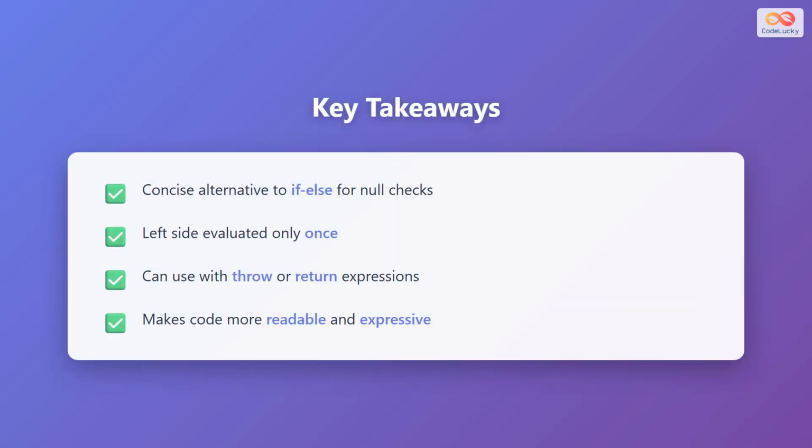Let's recap the key points. The Elvis operator is a concise alternative to verbose if-else statements for null checks. The left side expression is evaluated only once, making it efficient. You can use it with throw or return expressions for advanced control flow. Most importantly, it makes your code more readable and expressive by clearly showing your intent to provide default values. The Elvis operator is an essential tool in Kotlin's null safety arsenal, and mastering it will make you a better Kotlin developer.